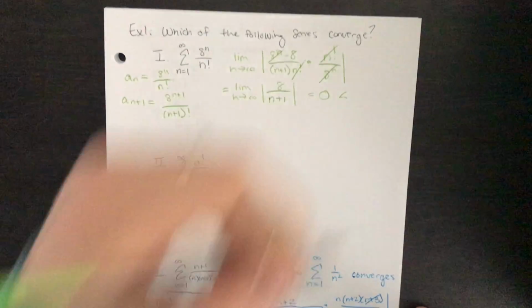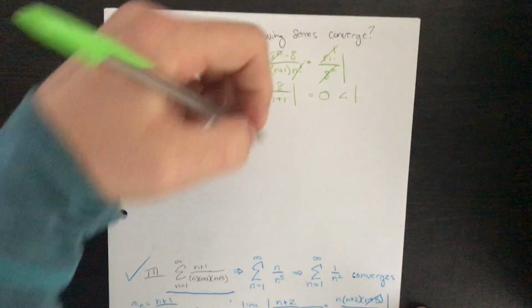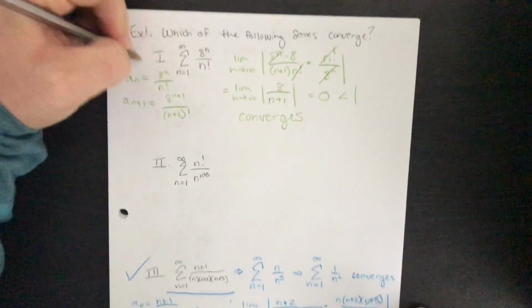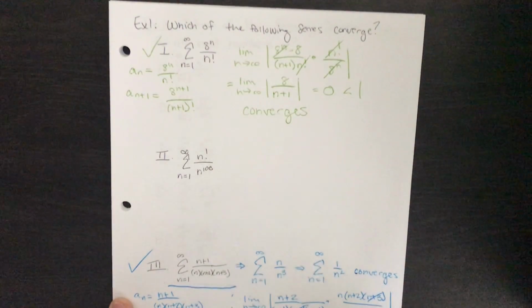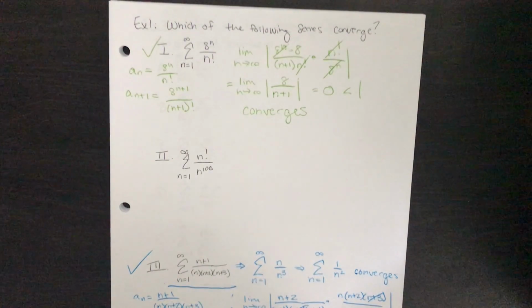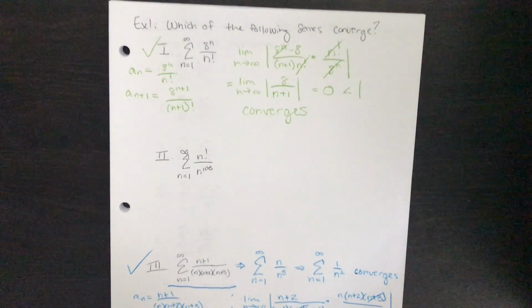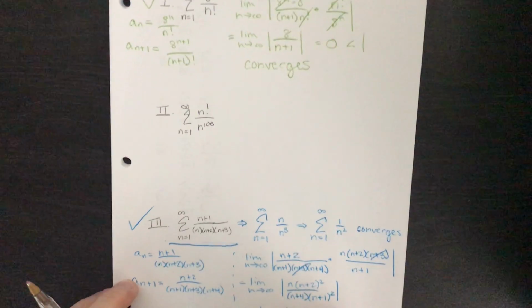The way we can say that relates to 1 is that 0 is less than 1, which is a good thing, because that means this series converges. So far 1 and 3 have both converged. Granted, 3 wasn't through ratio test, but we are trying to find all the series that converge. So 2 of the 3 that we've tested have converged so far. Well, 2 of the 2 that we've tested have converged so far.